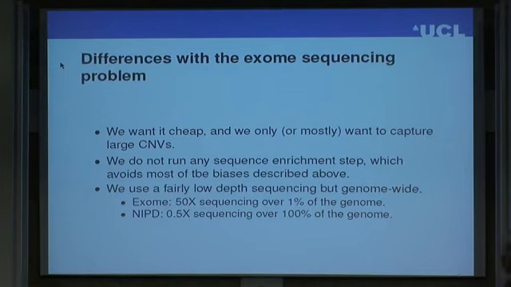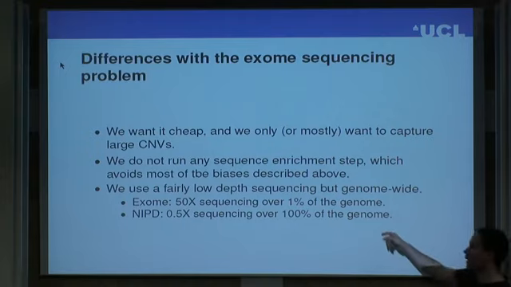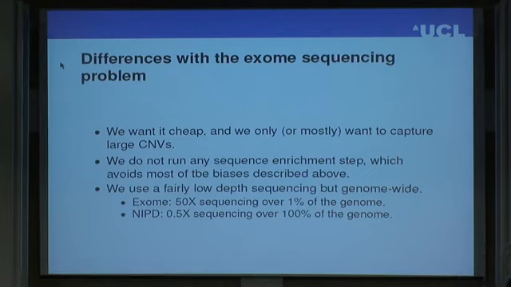For mostly cost reasons, we sequence at a low depth of 0.5x. Maybe in the future we'll go deeper, but for now, that's what is typically sold for those packages of sequencing. But we sequence 100% of the genome. So the total number of reads generated is actually quite similar between exome and NIPD, but the way they are spread out over the genome is completely different. We're looking at two completely different mathematical problems.